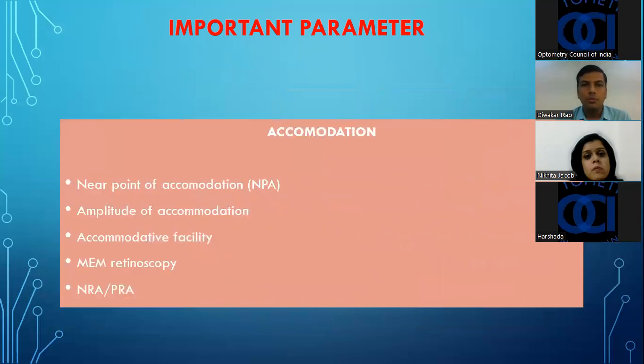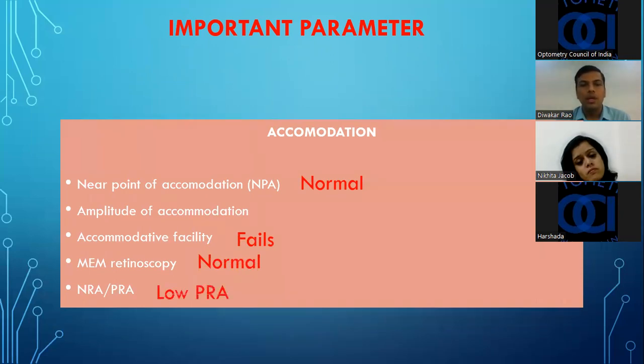So the important findings, what we see is amplitude or near point of accommodation was normal. Facility fails, so the patient had difficulty with both plus and minus. MEM findings were normal, plus 0.25 in both the eyes. NRA, PRA, in that PRA was low, that's on the lower side. So minus lenses, and even NRA you saw, it was on the lower side. The patient had difficulty in relaxing and stimulating the accommodation.